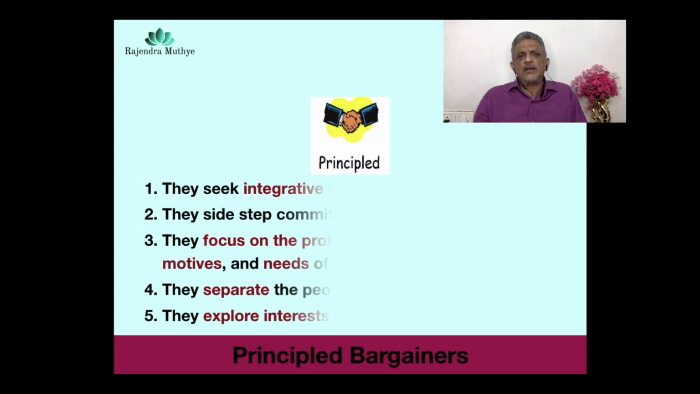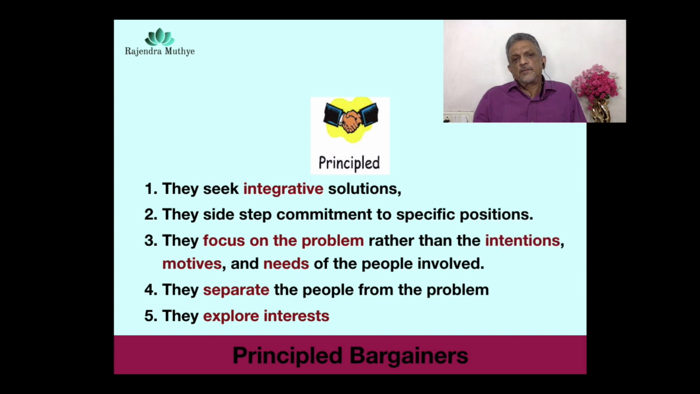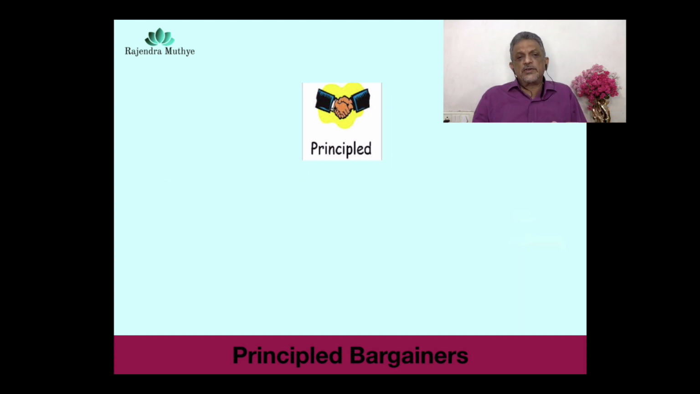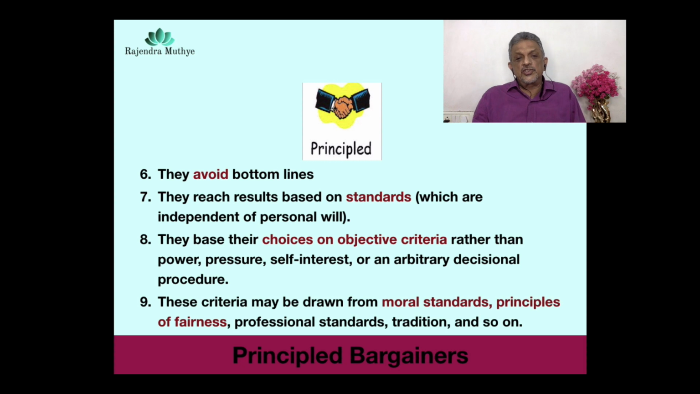Whereas principled bargainers are a mix of the hard and the soft. They are integrative, they're problem focused, they separate the people from the problem. As against that, hard bargainers don't separate the problem and the people. For them, everything is the same. Principled bargainers explore the interests and needs of people, and that's why they can come up with win-win situations. They are more principle-based negotiators. They have their own values on which they will negotiate, and they have certain moral standards. They are very fair in their dealings. So this is a kind of blend of the soft and the hard, right?